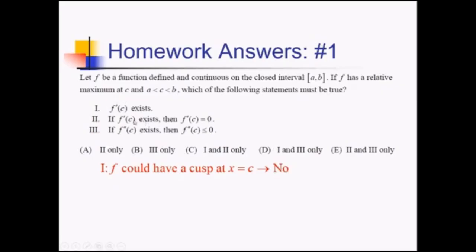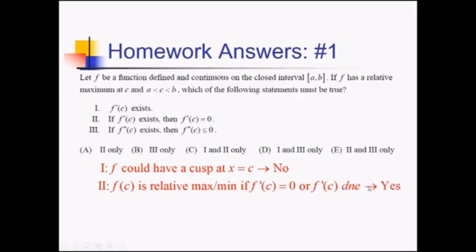Statement 2, if f prime of c exists, then it equals 0. Well, that has to be true. If we have a max there and the derivative exists there, then that means it must be a smooth turnaround, so it has to be 0. Because if you have a relative max, you either have 0 for the derivative or DNE. You've got to have one or the other. If it exists, then it's got to be 0.